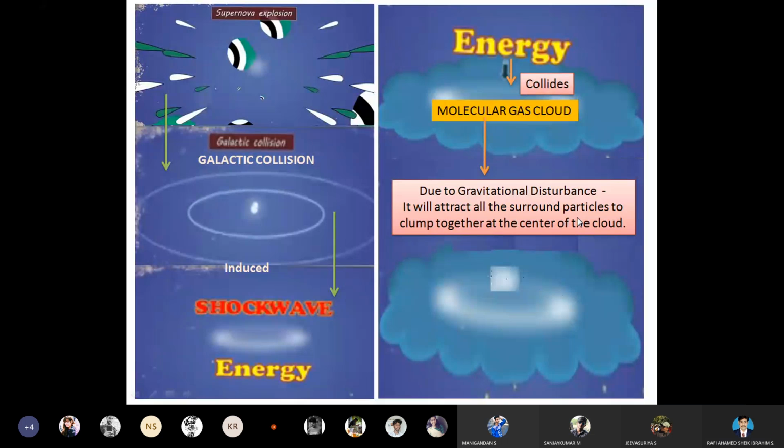It will attract all the surrounding particles to clump together at the center of the cloud. So these are all the stages.